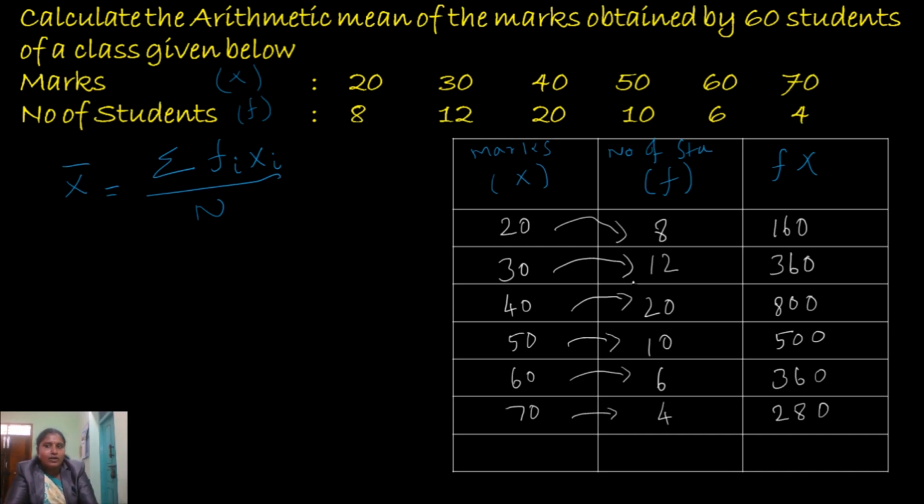Now let's calculate the arithmetic mean. For that we need the sum of all the values of fx, that is sigma fx, and also n. Here n is nothing but sigma f, that is the sum of all the values of the frequencies. So let me add all the values of f first.